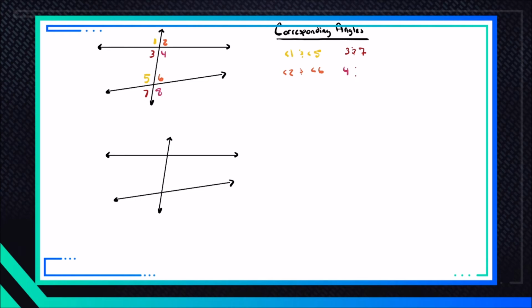Now, when you go through examples and identify corresponding angles or any of the other angles I'm going to show you, be aware that sometimes the numbers are not in this exact 1, 2, 3, 4, 5, 6, 7, 8 order. So don't just memorize the chart that I give you.